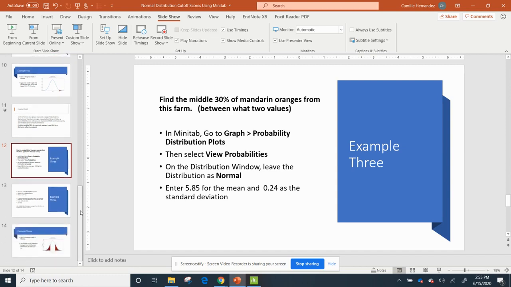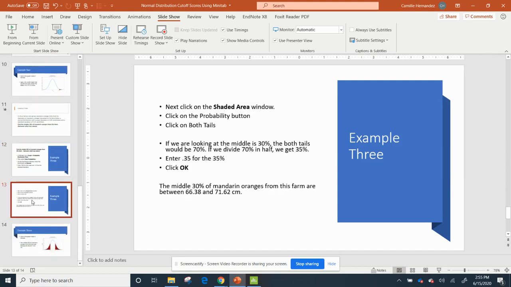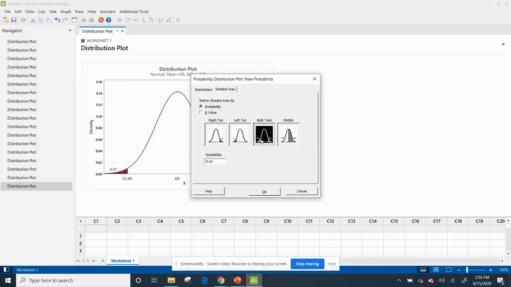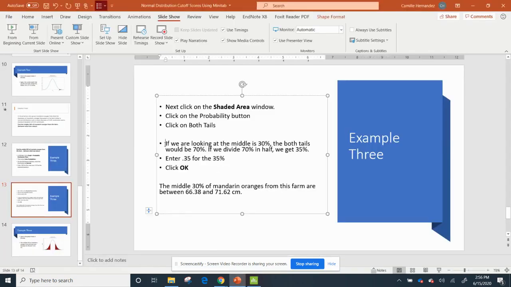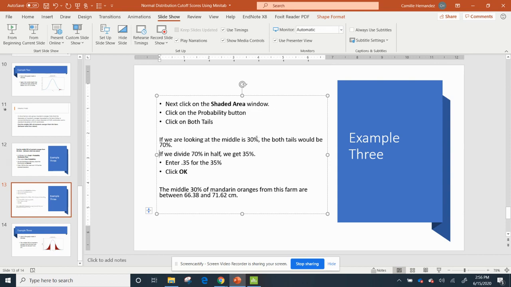So again, I have the directions for you. You want to do the tails, and I'll show you why. So I do this, and I'm going to go to tails. I want this area you can see slightly in white. I explain it here. If I'm looking for the middle 30%, which is the area in red, then that would mean both tails total 70%. 30% in the middle means I have a remaining 70% in the tails.